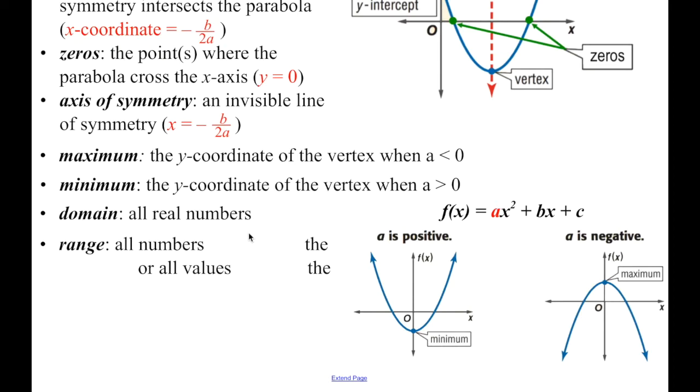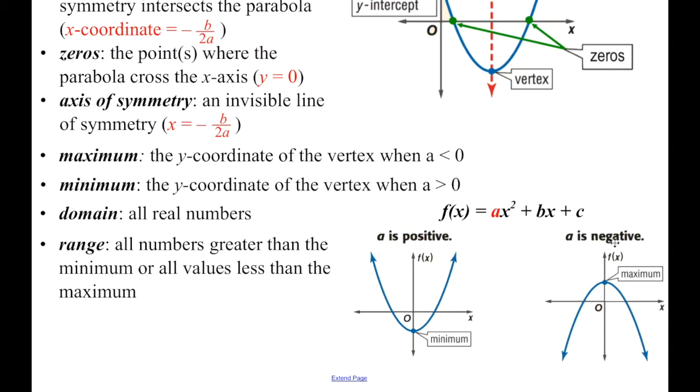Remember, the range is what the y values can equal. What are the y values? You can see the range on this one, you're going to have a minimum y value. It's not going to get any lower than that, so you will have limitations here, and then it'll go forever in the positive direction. When a is negative, you'll have a maximum value for y, but then it will go to negative infinity. So the range is all numbers greater than the minimum, and anything less than the maximum.